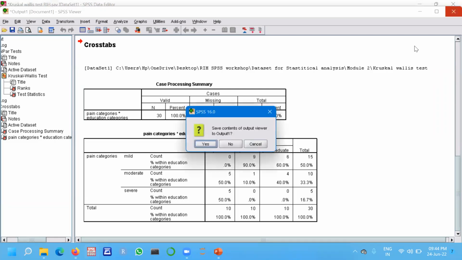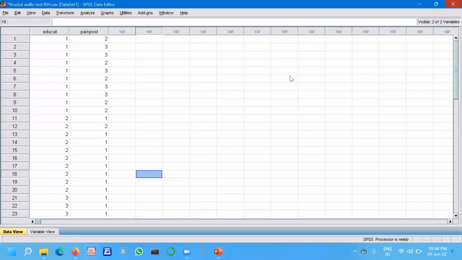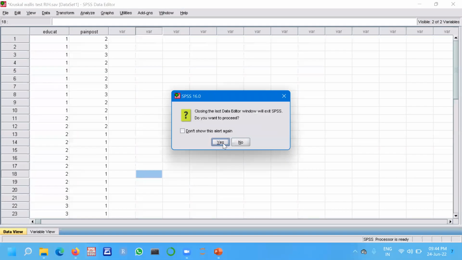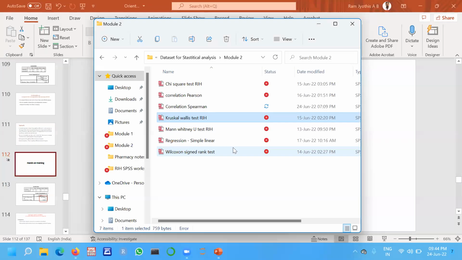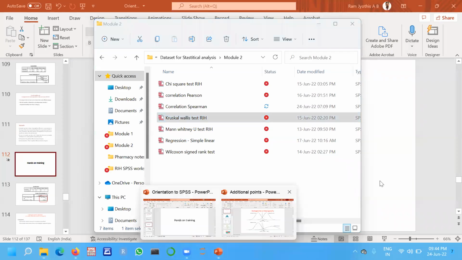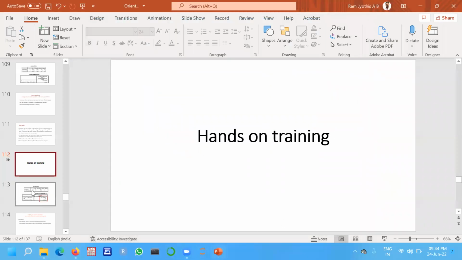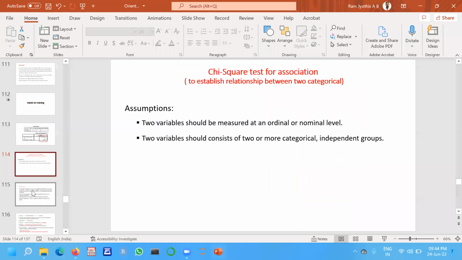Okay, once again I am closing this one. Now we'll move on to another one. So this is the chi-square test. Chi-square test is a very commonly used non-parametric test.